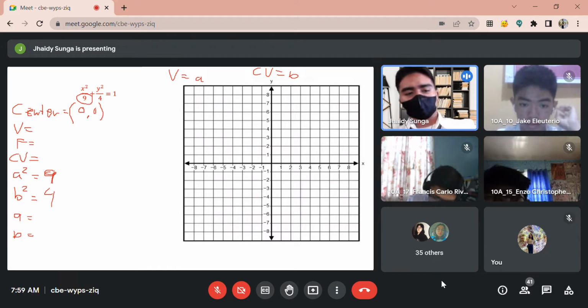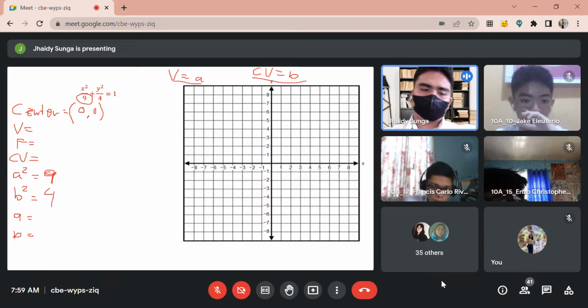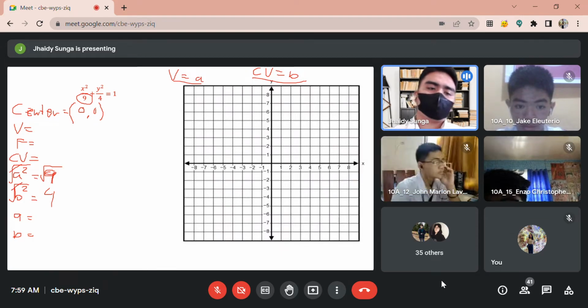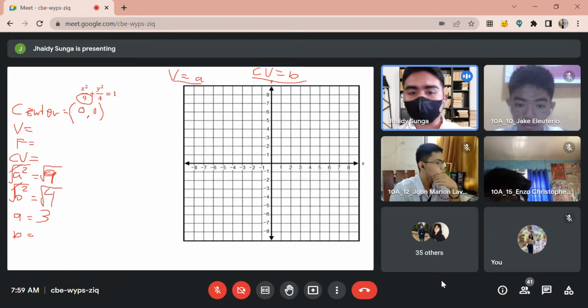So, are we going to find the values of A for your vertex and B for your co-vertices? We're going to put a radical sign, and we're going to find the square roots of each given. So the square root of A squared is only A. For B squared, it's only B. So we are going to find the square root of 9, which is 3. And we are going to find the square root of 4. What's the square root of 4? 2. Correct. So we now have the values of A and B.